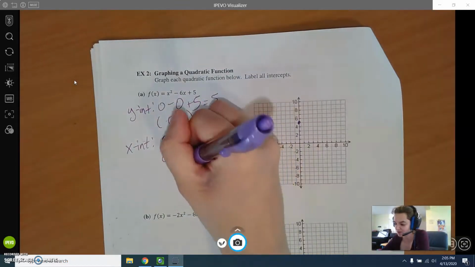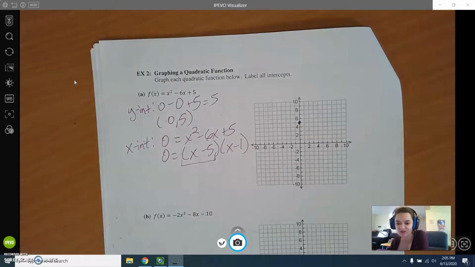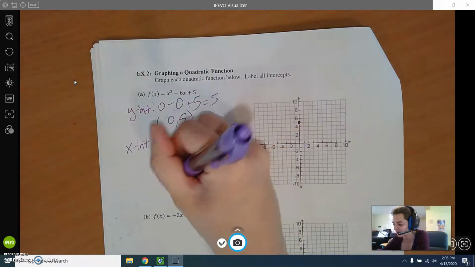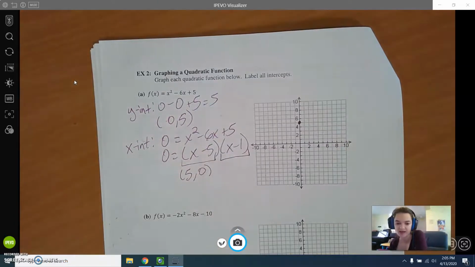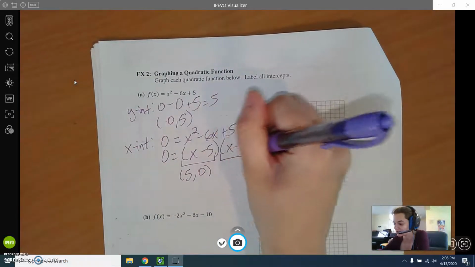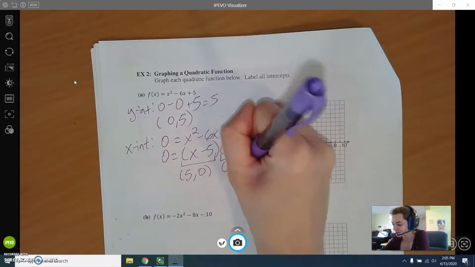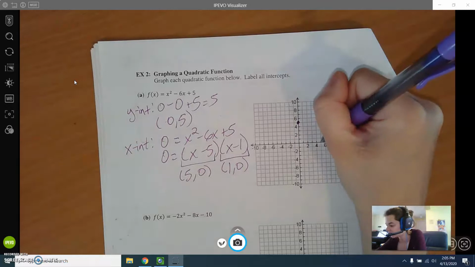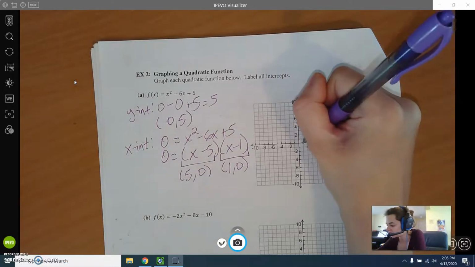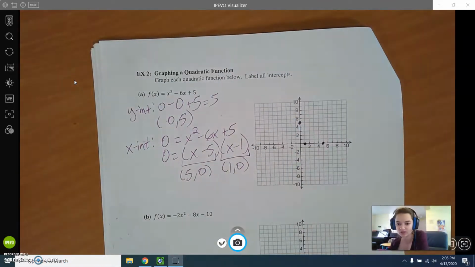I have an x-intercept where x minus 5 equals 0, which would be at positive 5, so the point (5, 0). And I also have an x-intercept where x minus 1 equals 0, so I'd add 1 to both sides, and I would get x equals 1, which gives me an x-intercept at (1, 0). So I can also plot those on my graph. I have an x-intercept at (5, 0), and an x-intercept at (1, 0). Okay? So you're noticing I'm getting some nice pretty points here, aren't I?